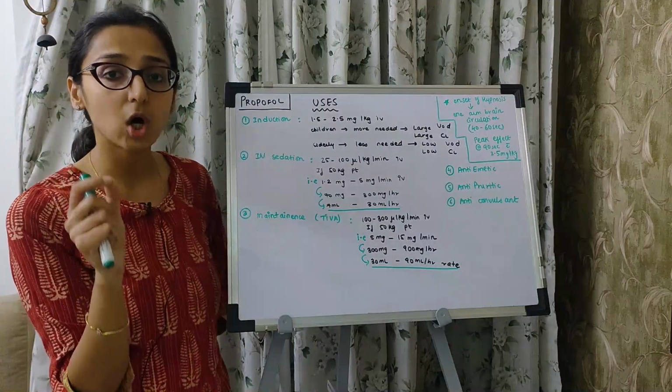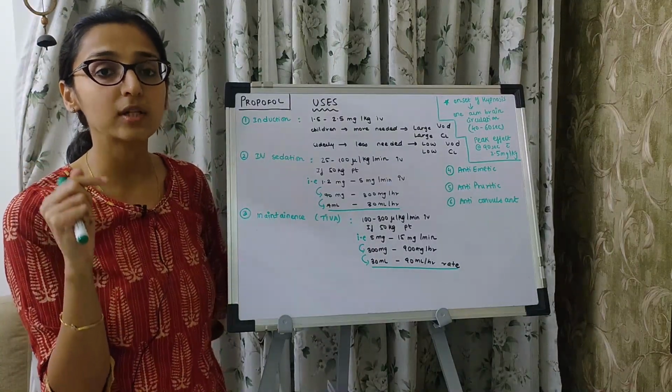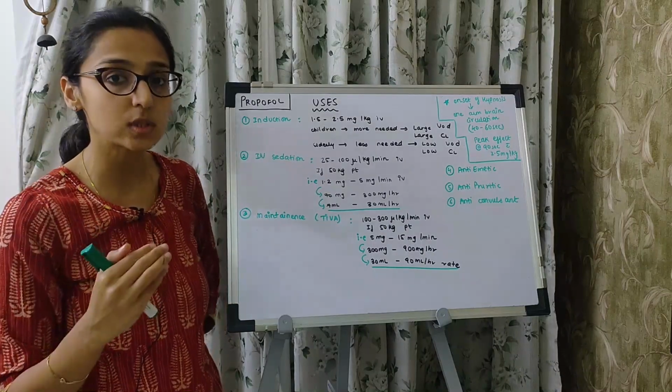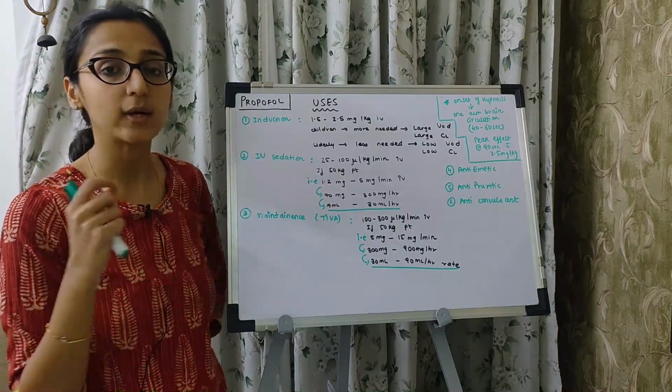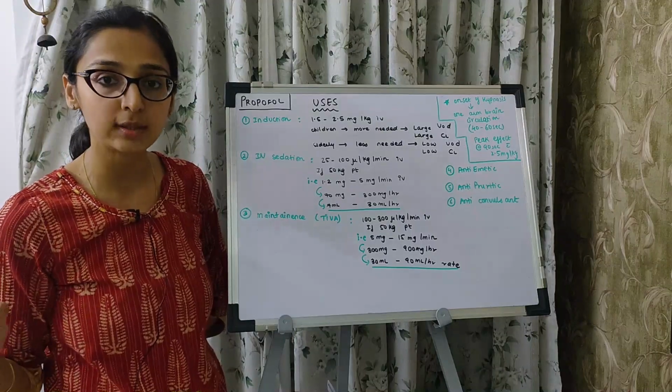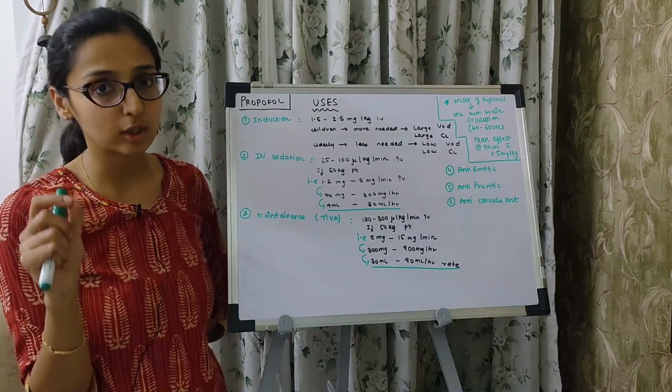Now, what is the onset of hypnosis? How much time will it take for the onset of hypnosis to occur with propofol? It will take one arm-brain circulation time, which is around 40 seconds.